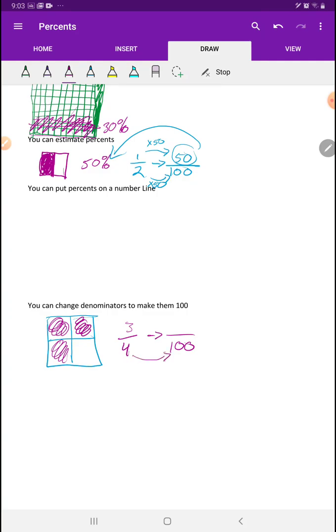You may not know that in your head, but remember the opposite of multiplication is division. So you could go 100 divided by 4, and you're going to get 25. So now I know this is a 25. So now I go 3 times 25, and I get 75. So what percent is this? It's 75%. It is not 3%. Don't do that. That's nonsense. Okay? It's one of those things.